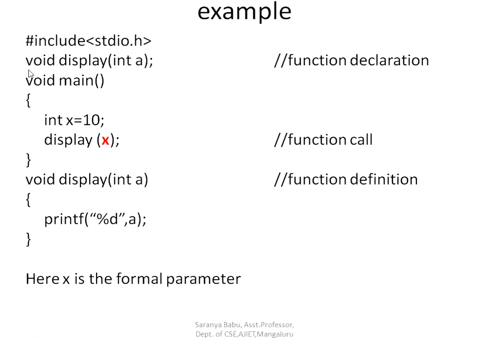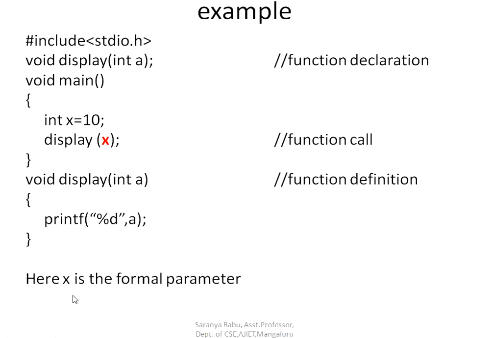So now see this example, same example, display int a. This variable doesn't have any value. void main, int x equal to 10, display x. So this x is having the actual value. Display of x means it comes to this function, display, inside the bracket int a. Now this a will get the value of x. What is there in x? 10. So it is like void display int 10. Understood? Then it will print that 10. So the actual parameter is the one having the actual value, and that value will be passed to the formal parameter.